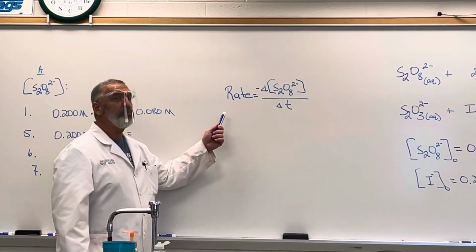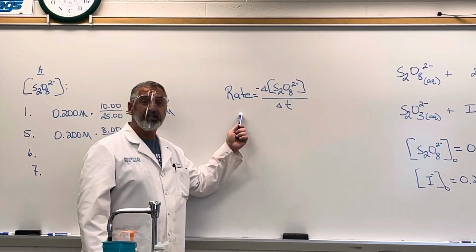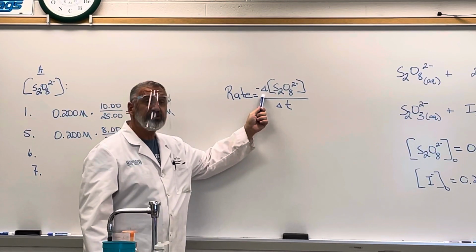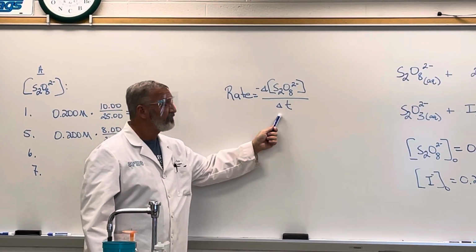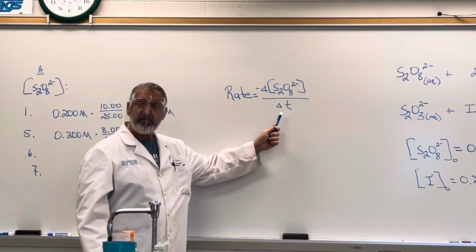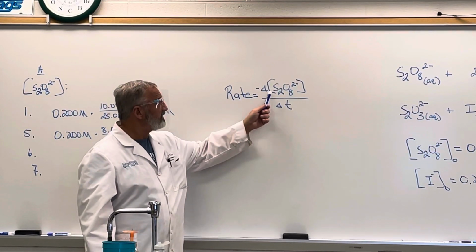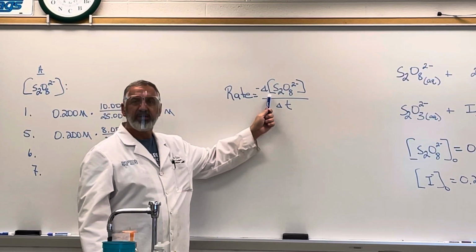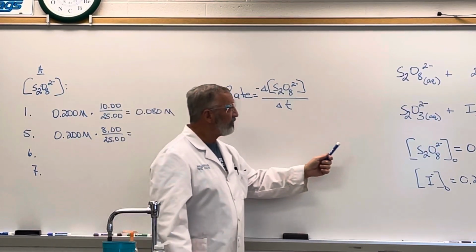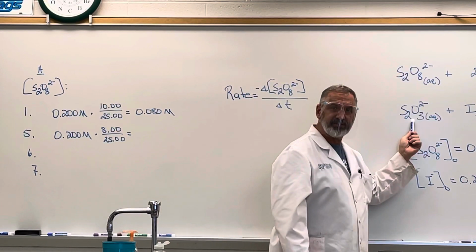Now, we want to calculate the actual rate. The goal is to calculate the rate. The rate is always the change in concentration of the S2O8 divided by the change in time. We measured the time. We know these values for 1 through 7. We just need to know how much did the S2O8 actually change. Well, that's where we're using this, my limiting reactant.